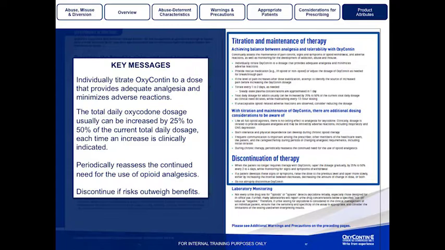HCPs should periodically reassess a patient's continued need for the use of opioid analgesics as their pain evolves, and discontinue therapy if risks outweigh benefits. If the patient no longer requires opioid therapy or needs to discontinue due to adverse reactions, do not abruptly discontinue OxyContin. Rather, gradually titrate downward to prevent withdrawal symptoms.